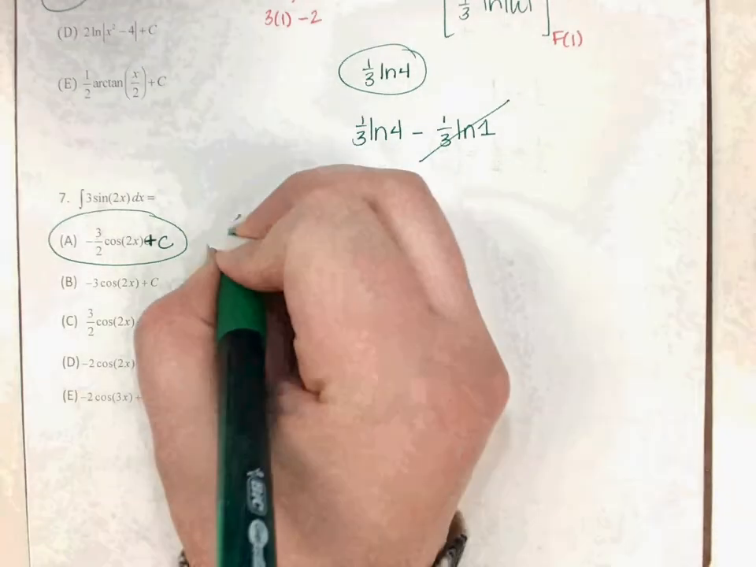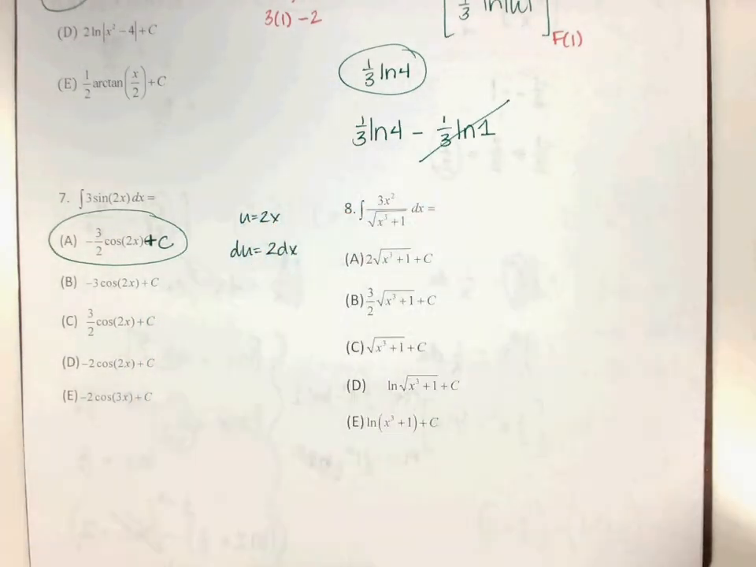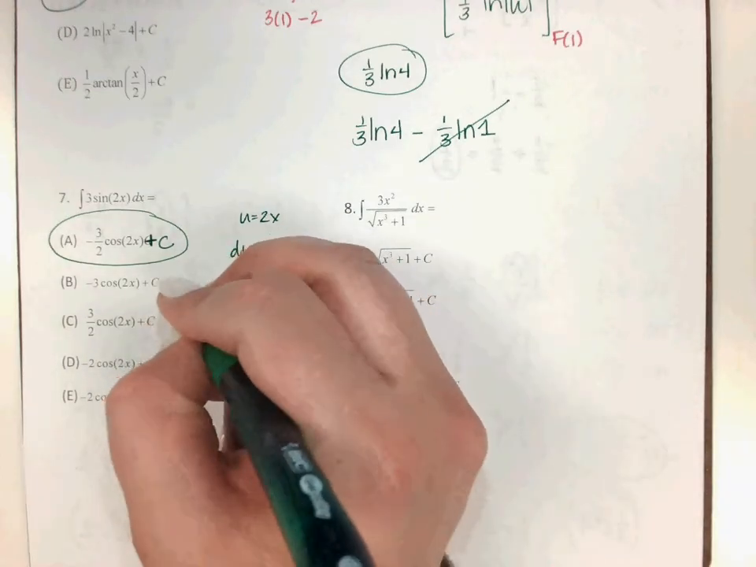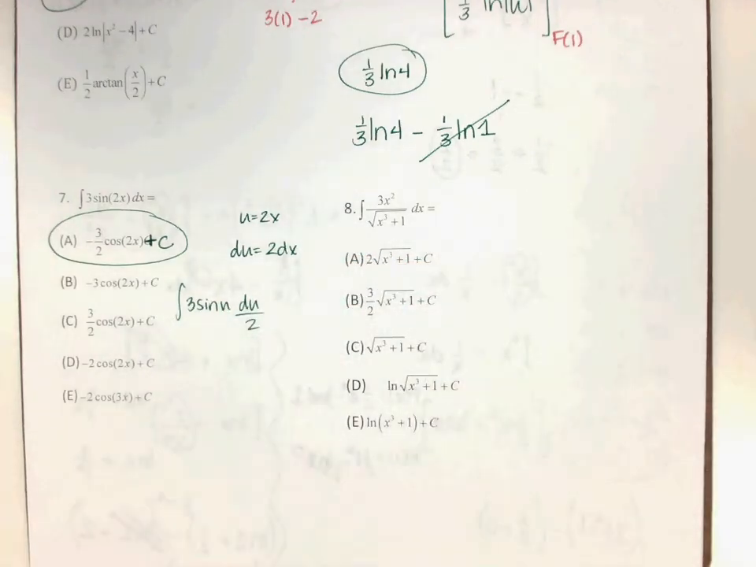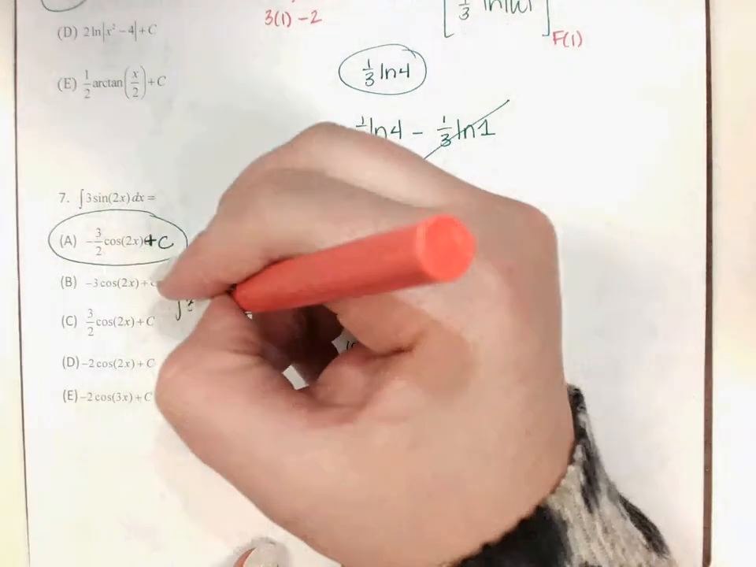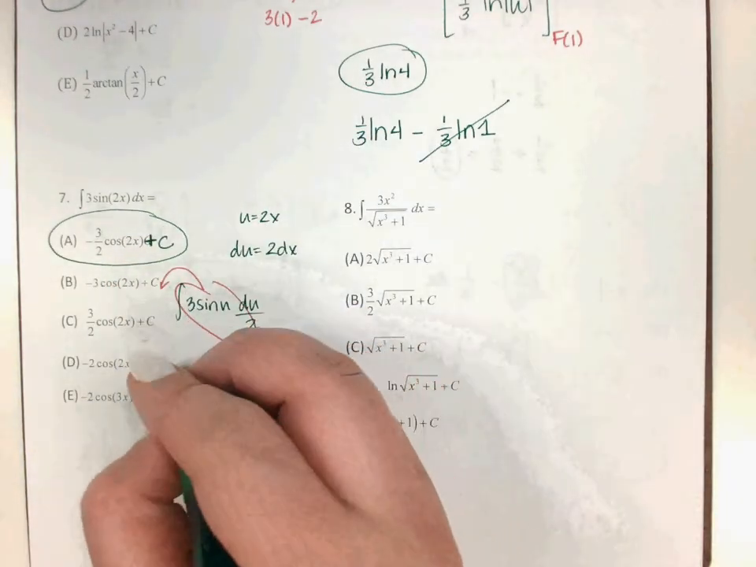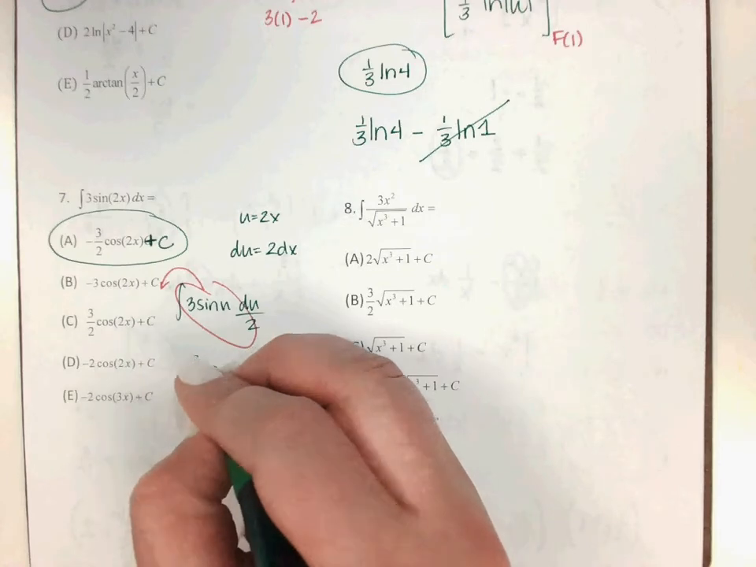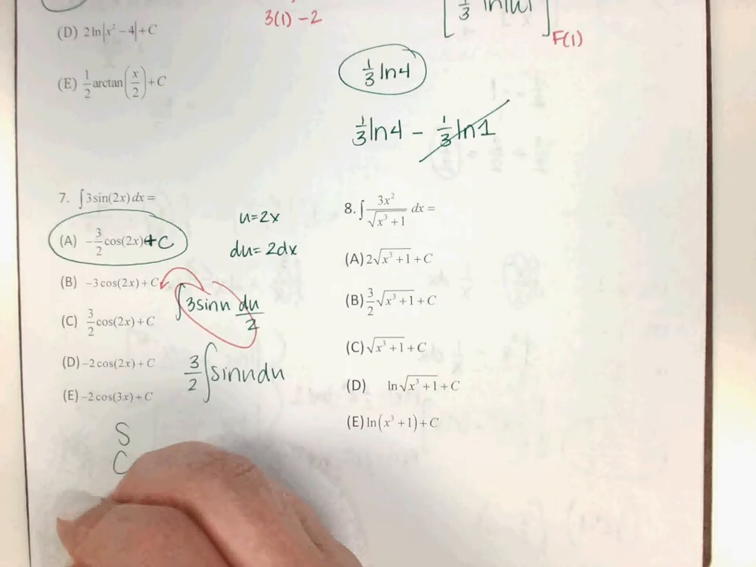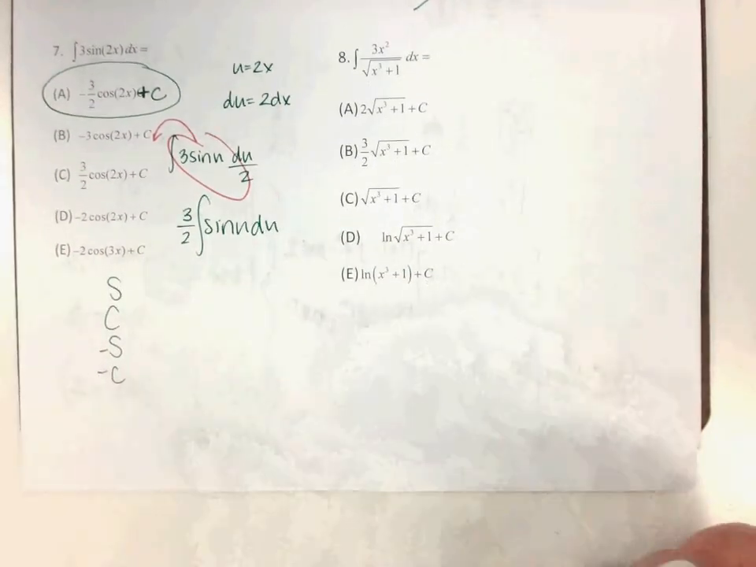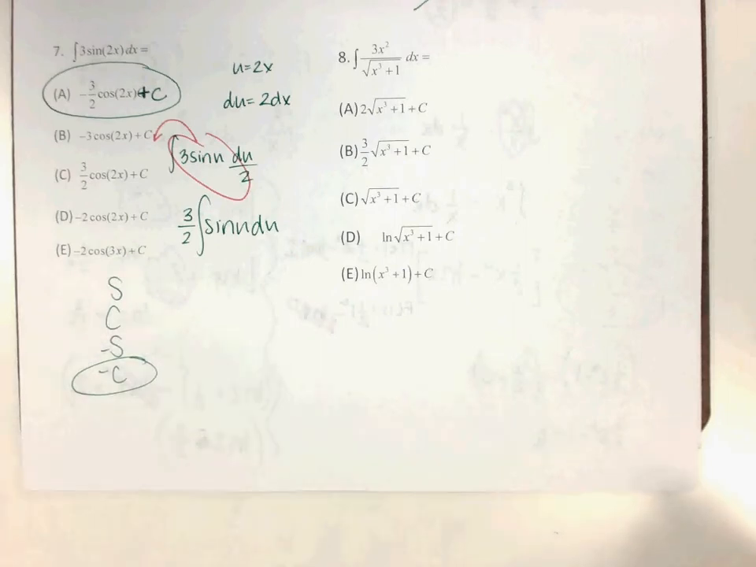Your u is a 2x. Your du is a 2dx. Which means your integral is 3 sine u du over 2. What constant am I pulling out? 3/2 to the front. Okay, then from there I have 3/2 integral sine u. But then snow cone, if I'm already at the top of the snow cone and I go up, where do I end up? Negative cosine. That's why it has to be A.